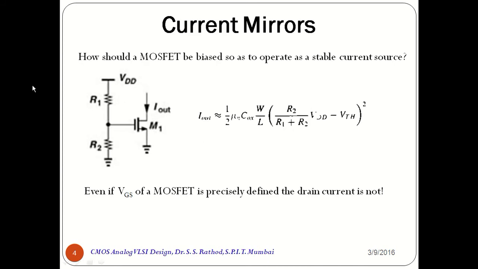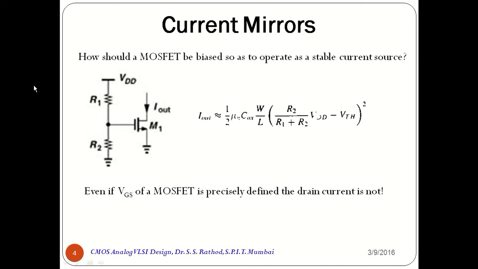Now how should a MOSFET be biased so as to operate as a stable current source? Assume that the M1 transistor shown in this figure is in saturation. Then from this figure you can write that I out is approximately equal to 1/2 mu n C ox W by L times (VGS minus VTH) whole square. Here VGS is the drop across R2, and R1 and R2 form the potential divider network. Therefore VGS we get as R2 upon R1 plus R2 times VDD.